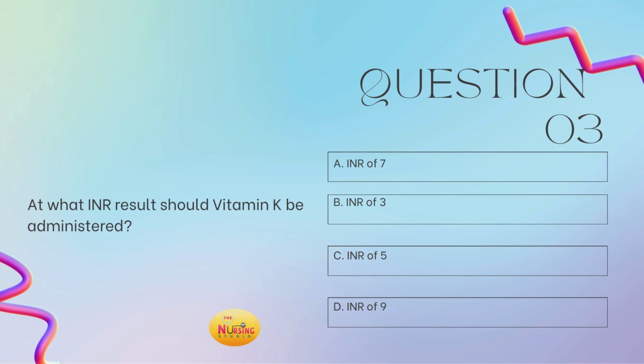All right, so the stem of the question is the question, right? At what INR result should vitamin K be administered? Remembering that vitamin K is the antidote for Coumadin, right? So your best answer is D, INR of 9. Again, textbook, an INR of 9 is when we start to initiate vitamin K.